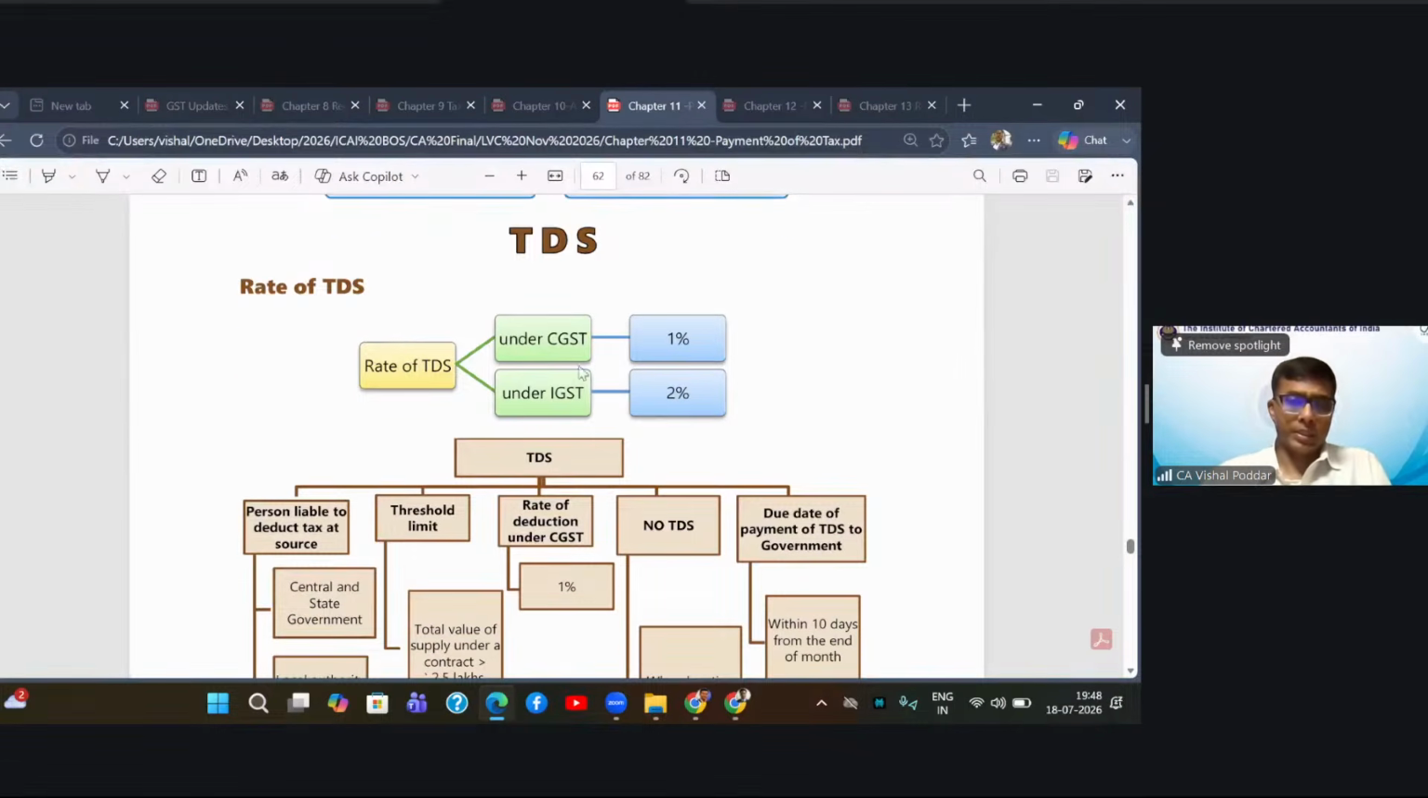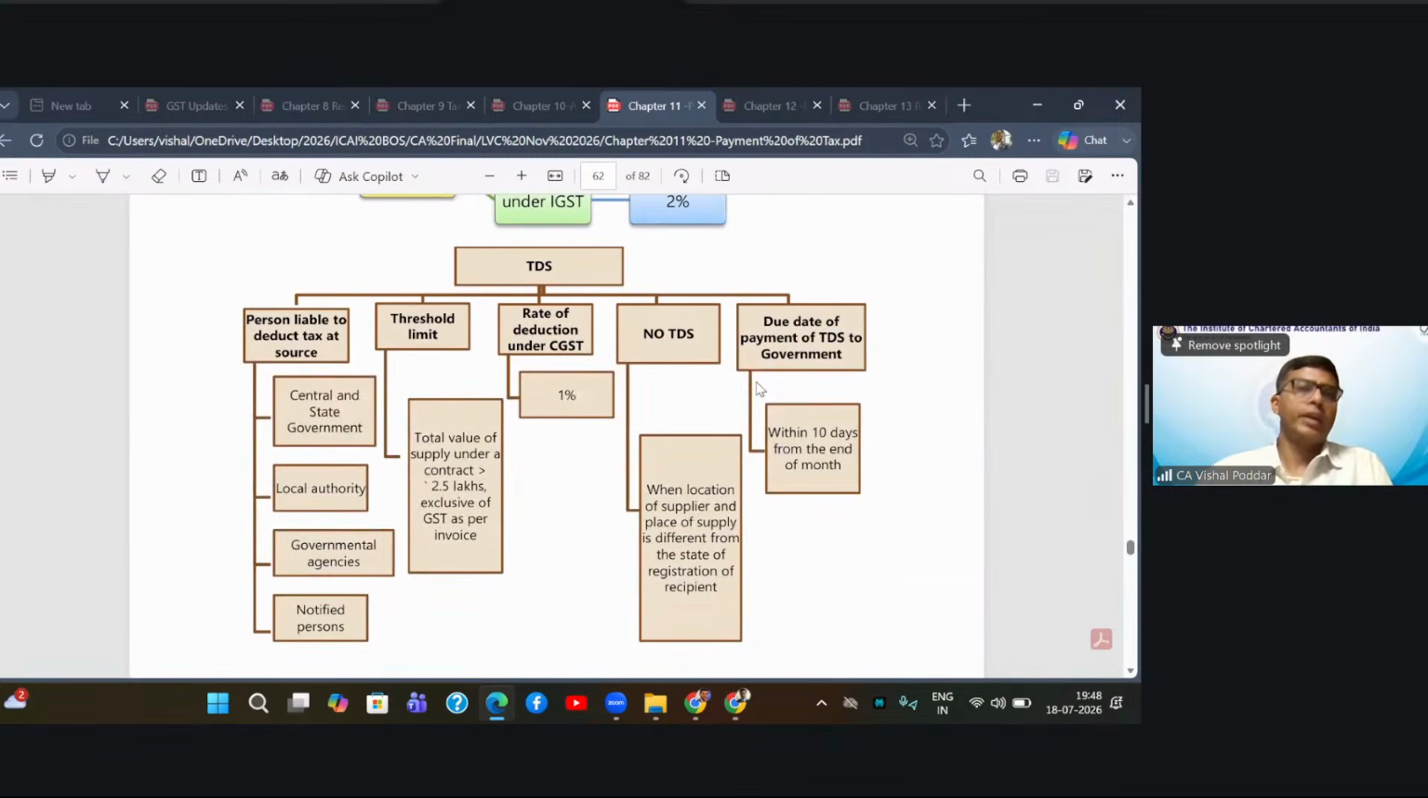Coming to TDS. The TDS is to be deducted at the rate of 2%. If it is CGST, it is 1%. Now, who will deduct my TDS?